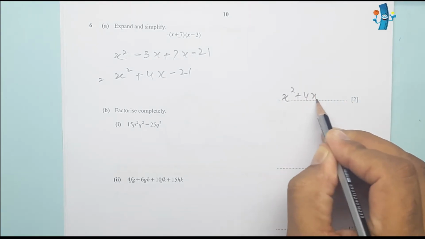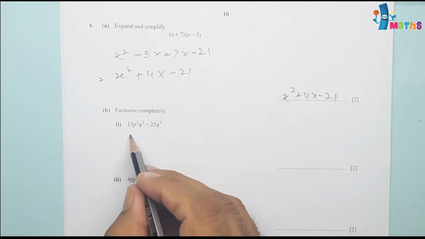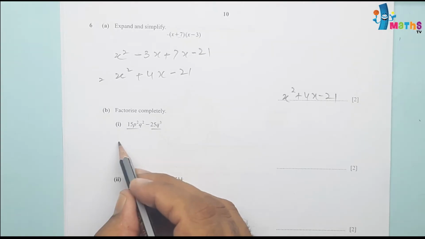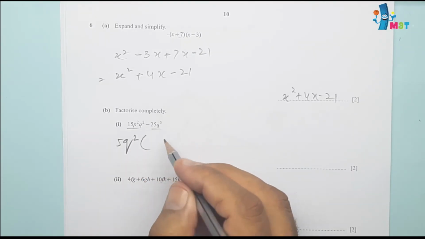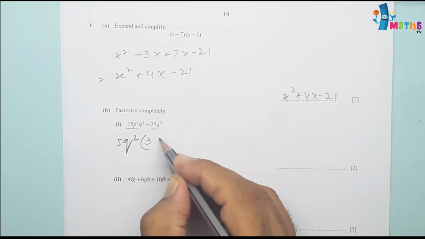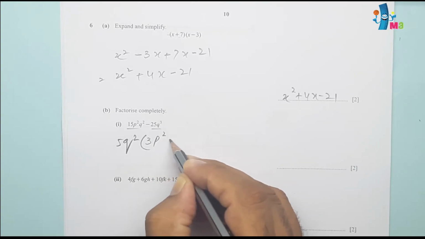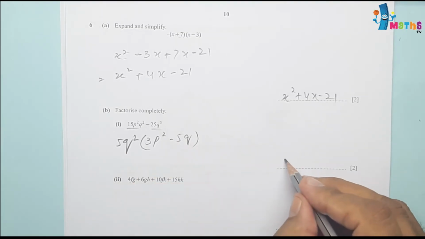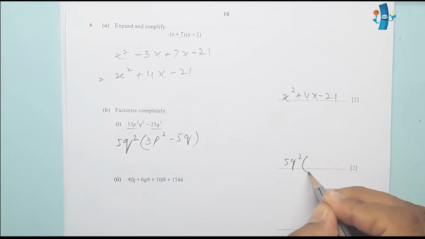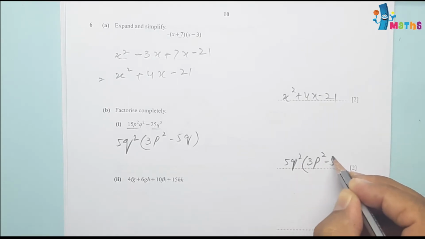Factorize completely. We have to take common factors from these two. 5 we can take common, and q square we can take common. So inside, the remainder will be 3 into p square minus 5q. So this will be our final answer: 5q square, and inside will be 3p square minus 5q.